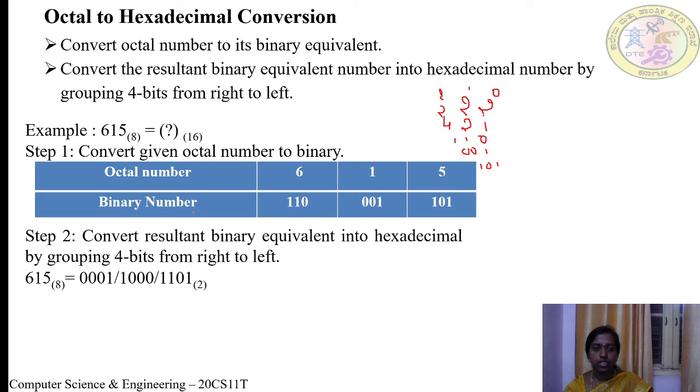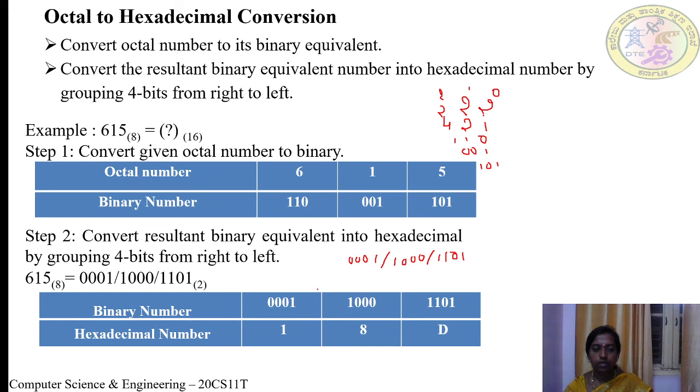Take the resultant binary number and convert it into 4 bits from the right hand side to the left hand side. So, we move on to this grouping: 1, 0, 1, 1, 0, 0, 0, 1 and the last 1 bit is left out. For that, 3 zeros can be added. So, this forms a separate binary group. Hence, we have got 3 separate binary groups and each binary group is of 4 bits. We move on to the table.